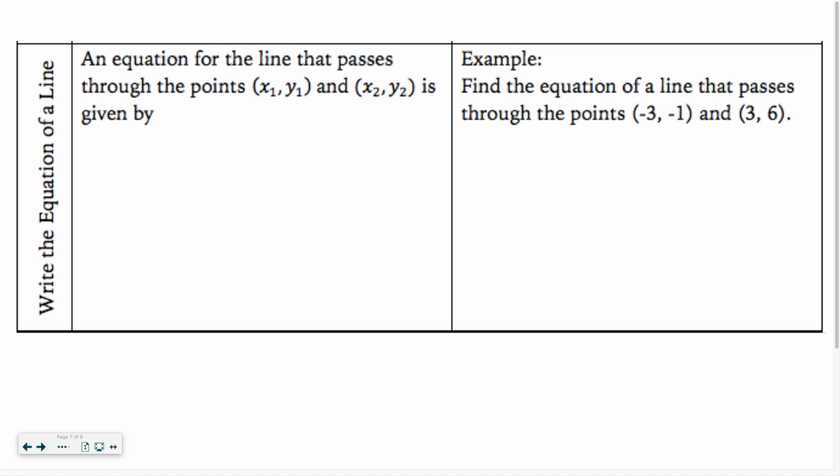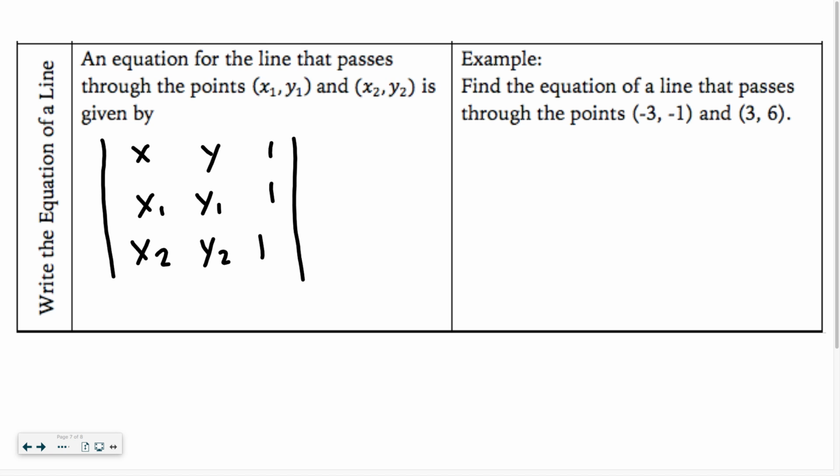So to write the equation of a line that passes through 2 points, I'm going to make my first line regular x, regular y, and 1. They are all the points on the line. They vary. The other 2 points are the points that I know: x sub 1, y sub 1, and x sub 2, y sub 2.